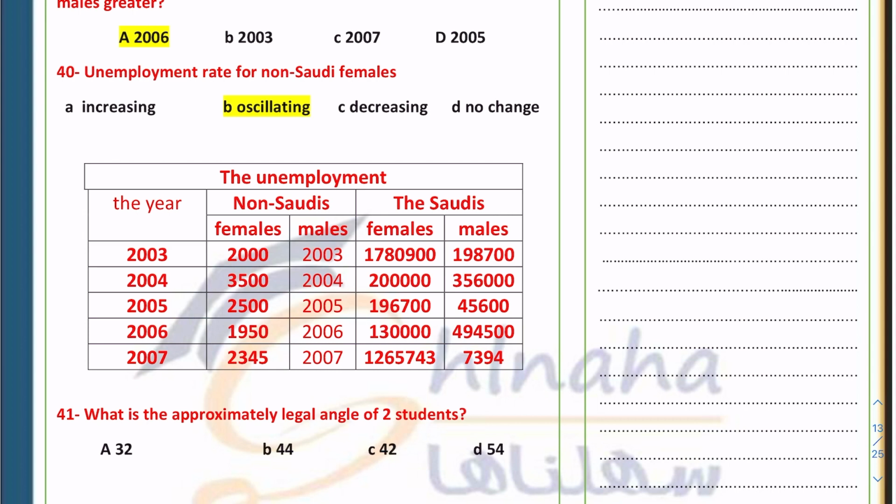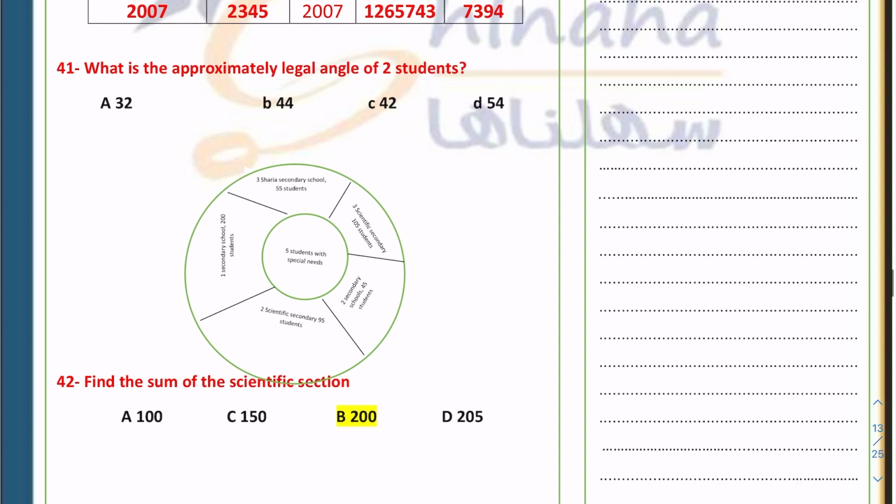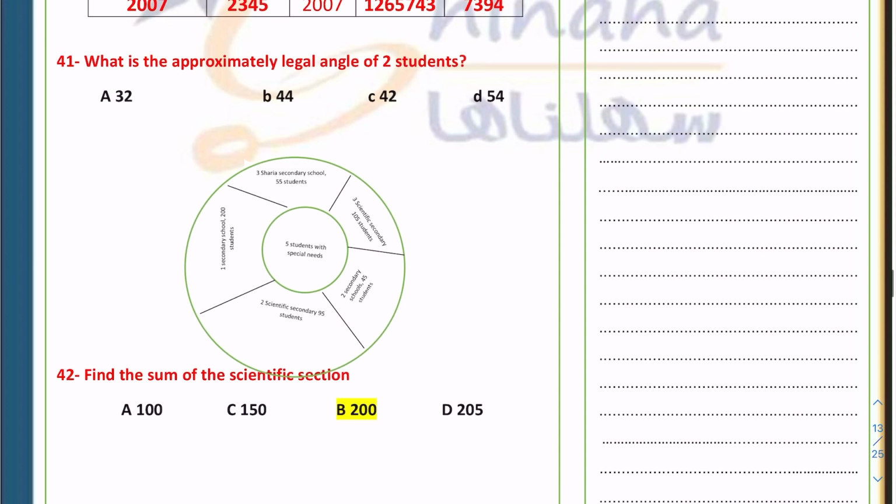The non-Saudi female, what happened here? Is it increasing or decreasing? Or is there no change? Or is it sometimes increasing and sometimes decreasing? Here, it's sometimes increasing, sometimes decreasing. I will choose that one. Okay? Sometimes he can translate it differently. Okay? Question number 41.